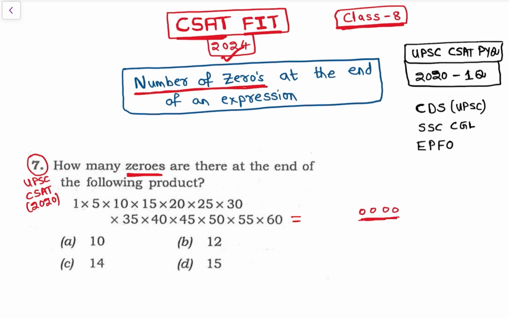If we see the UPSC CSAT paper, there is one question on this topic that was asked in 2020. Apart from that, in the UPSC CDS paper, questions are asked from this topic every year or every alternate year. CDS happens 2 times in a year, so every alternate paper, one question is asked from this topic. This question is also asked in SSC CGL and EPFO type of exams. So this is important. This is the question asked in CSAT 2020, so let's do this.